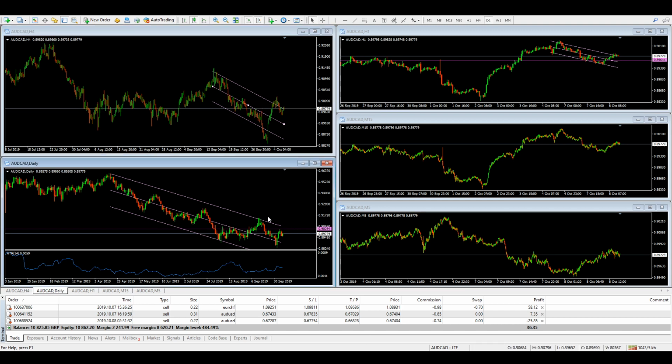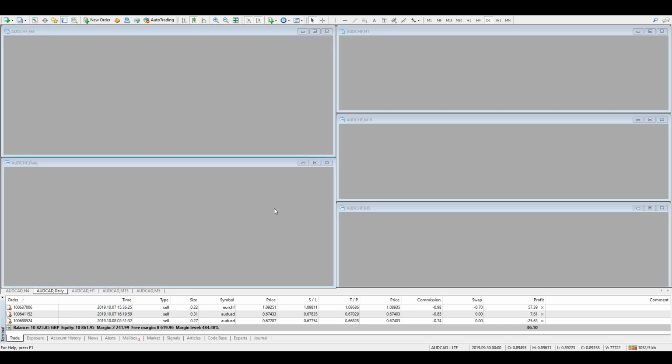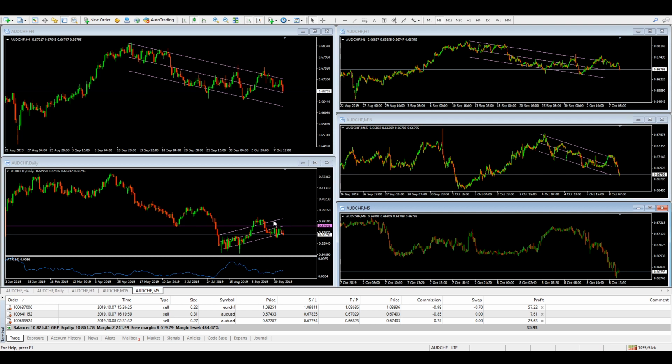There is scope to enter this. Stops would be above this level here. One-to-ones would take to about this level. But I wouldn't be in this because I'm already in a trade that's very similar. So we'll move on to the next one. So here, AUD CHF.